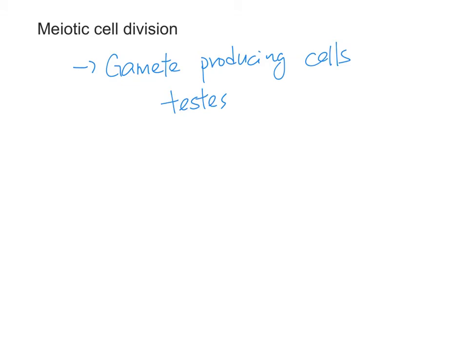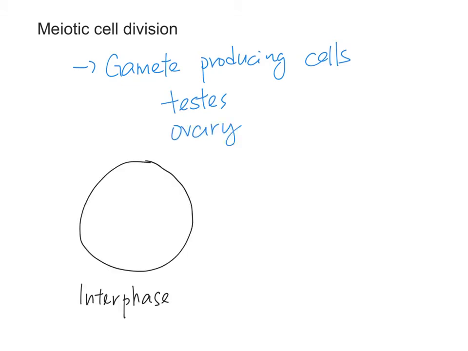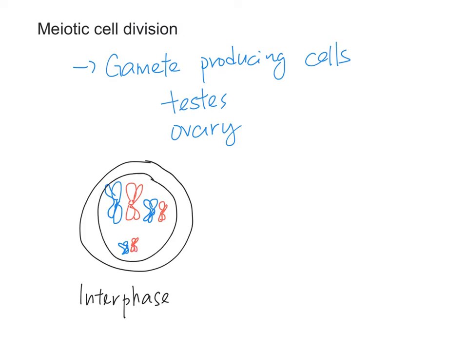Meiotic cell division takes place in the gamete-producing cells in certain organisms, such as humans, so in the testes and the ovaries. It's used for making sperm and ova. During interphase, the chromosomes have to make an extra copy of themselves, just like in mitosis. So there is DNA replication during interphase. The cell will then undergo two divisions, meiosis 1 and meiosis 2.